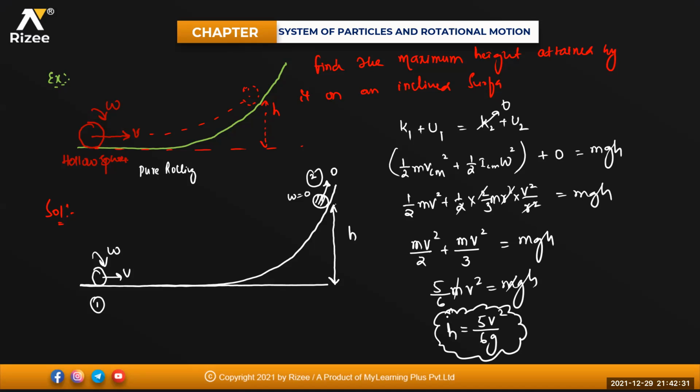Clear? I'll repeat once again, beta. The question is something like this. We have got a hollow sphere which is rolling without slipping, beta, on a horizontal surface such that its translational velocity is given as v. What is the question? Find the maximum height attained by it on the inclined surface. What maximum height can that body go? That is a basic question.